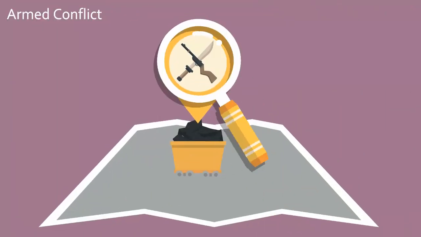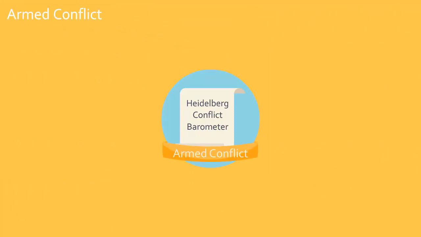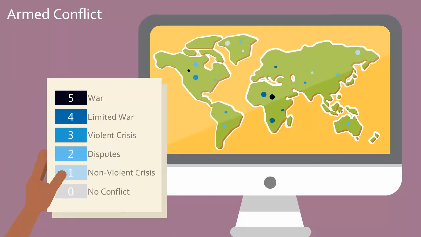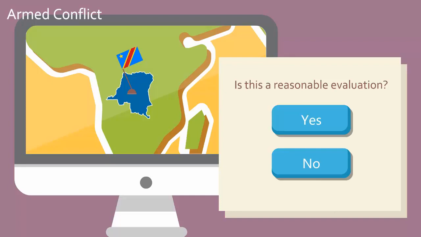To evaluate the state of armed conflict, one good resource is the Heidelberg Conflict Barometer. It measures the intensity of conflict each year in countries and regions on a scale of 0 to 5, no conflict to war. Let's say you're looking at Heidelberg's analysis of the DR Congo. Based on the data, your colleague recommends that you consider the country to be high risk for armed conflict. Is this a reasonable evaluation?